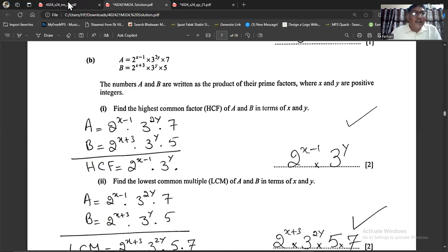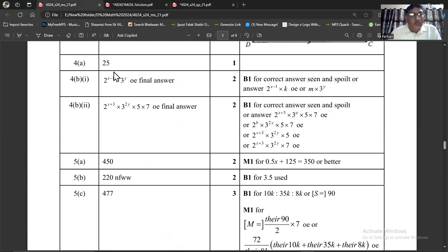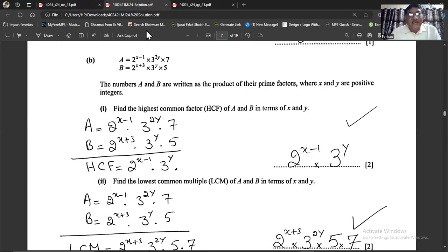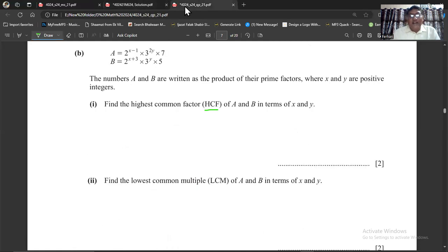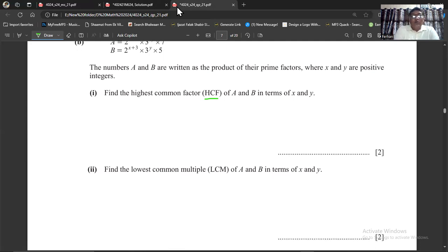So this is how you find the HCF. I hope you understand. This is our answer. Our answer is right, sir. Okay. Then in the next part, he says find the lowest common multiple, LCM, of A and B in terms of x and y. It's a 2 marks part.